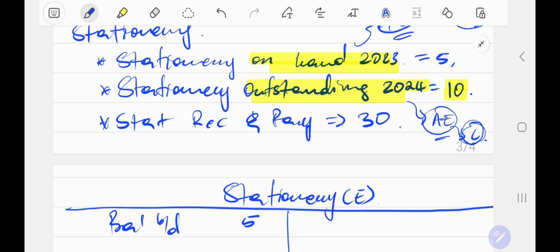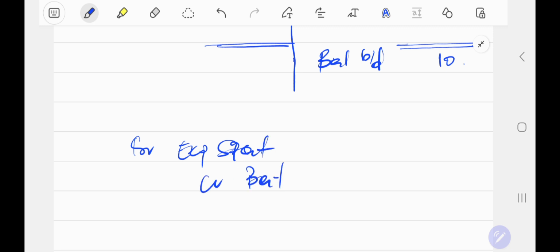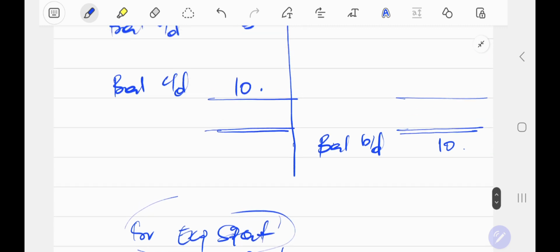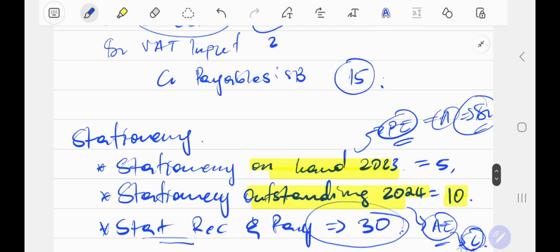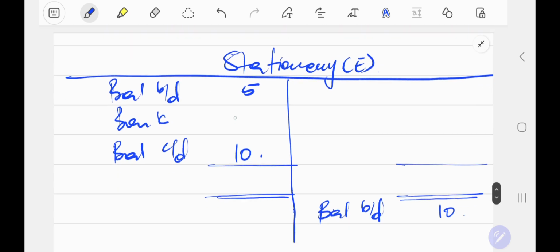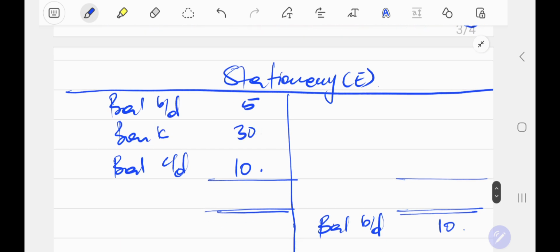Where do they explain this? Statement of receipts and payments. You paid or you bought stationery that is 30 bucks. So remember, when you buy an expense or when you pay for an expense, you debit the expense. In this case it is stationery, and then you credit bank. So on the stationery account, you are going to debit with bank. So we are going to have bank here. How much? 10 rands. So is it 10 rands? 30 rands, sorry. You see.